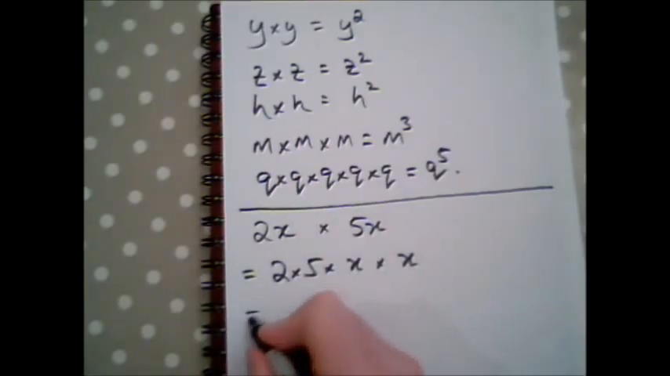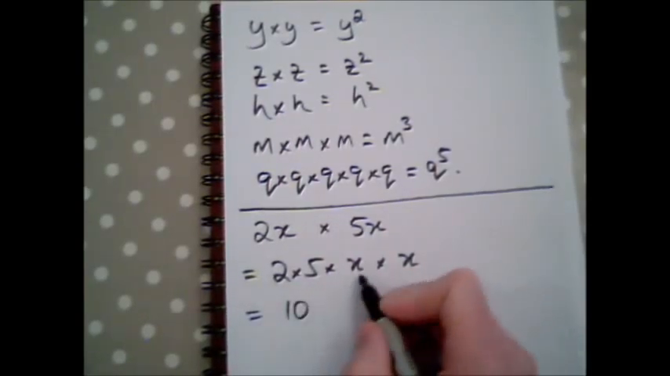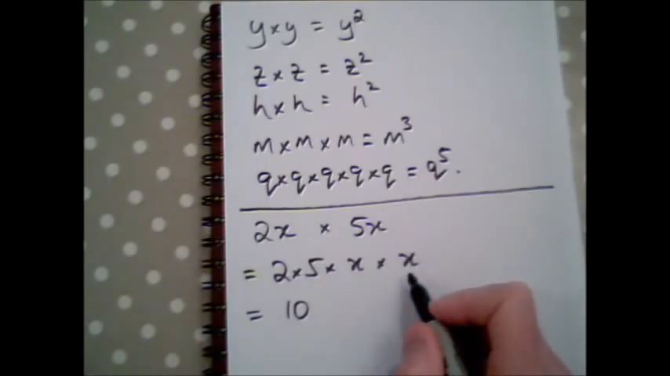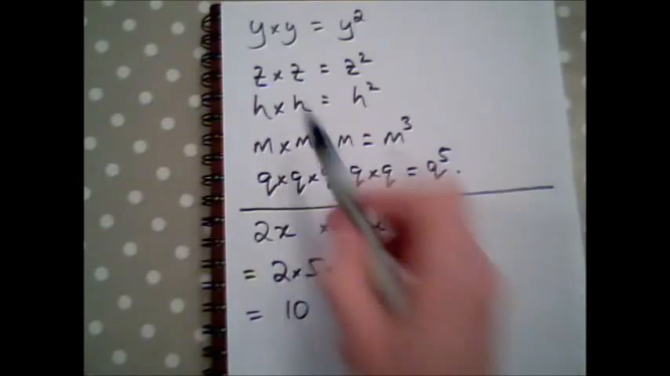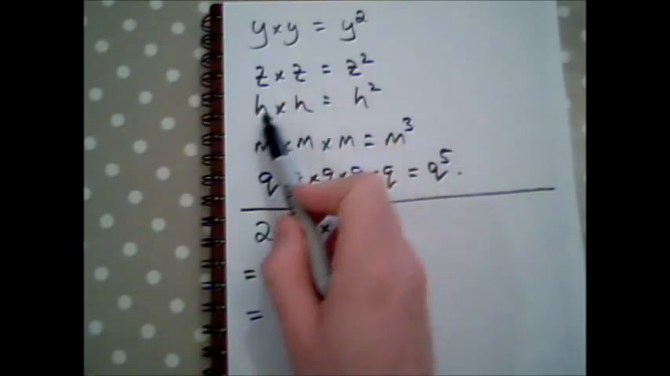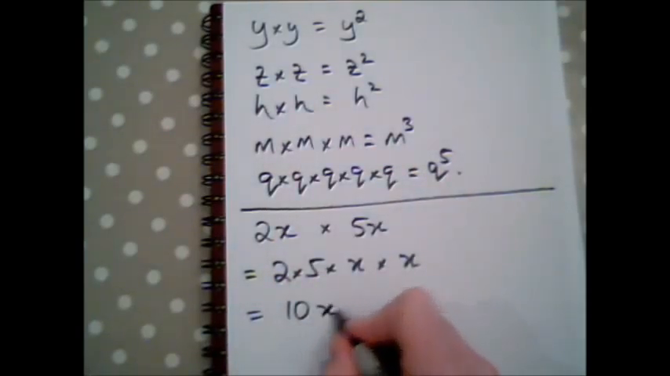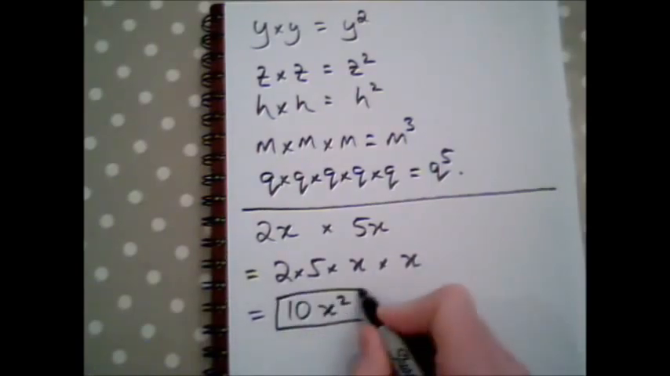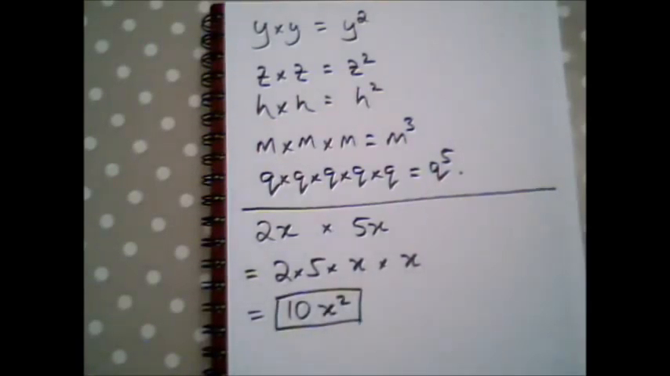Alright? 2 5s are 10. X by x, just like y by y, or z by z, or h by h, x by x is x squared, or x to the power of 2. So 2x by 5x is 10x squared. So again, we put the like terms together.